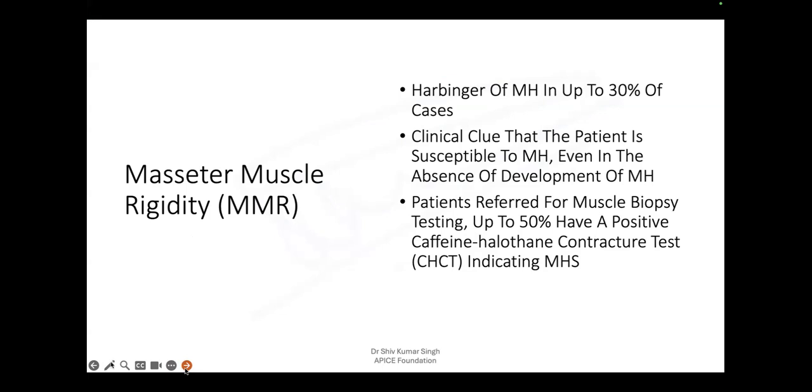People talk about masseter muscle rigidity or spasm, or obviously MMR we call it. Is that really MH? Well, it is a harbinger for MH in 30% of cases. And it does give a clue that the patient might be an MH susceptible individual. And only those who actually develop severe masseter spasm are referred for testing. And of those who are referred for testing, almost 50% will come back as positive for the caffeine halothane contracture test.